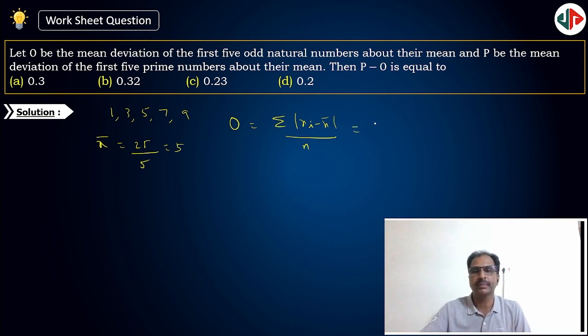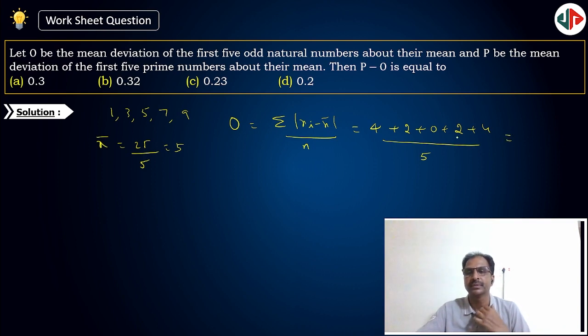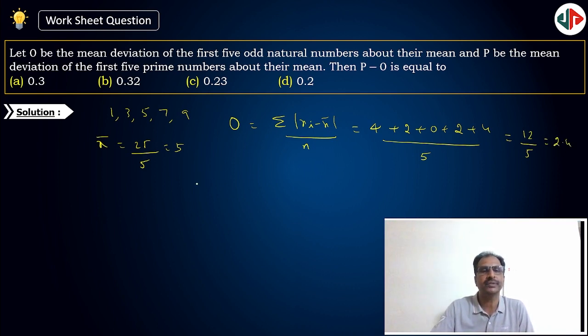So modulus of 1 minus 5, 4, modulus of 3 minus 5, 2, modulus of 5 minus 5, 0, modulus of 7 minus 5, 2, modulus of 9 minus 5, 4, by number of observations 5. So 6, 8, 12 by 5, which is 2.4. Next, P is the mean deviation of the first 5 prime numbers. What are the first 5 prime numbers? 2, 3, 5, 7, 11.